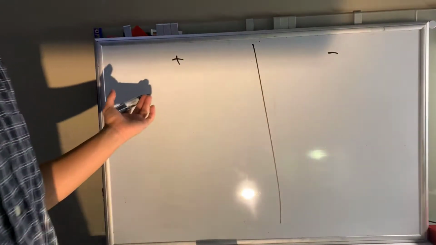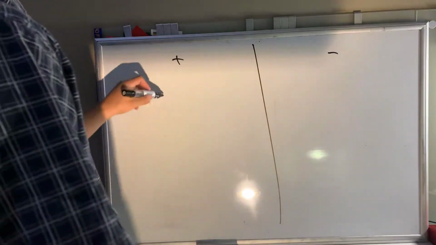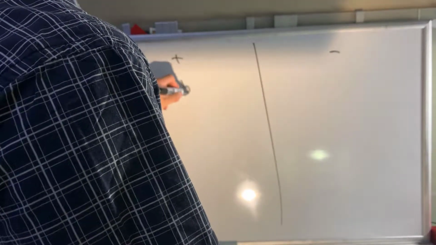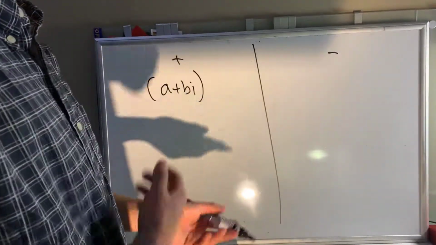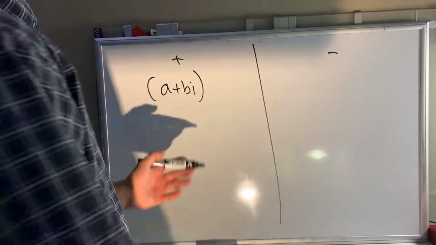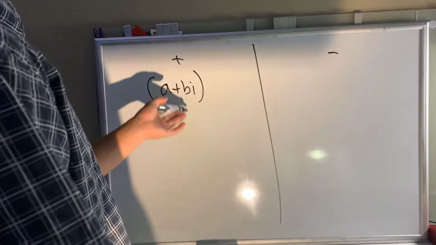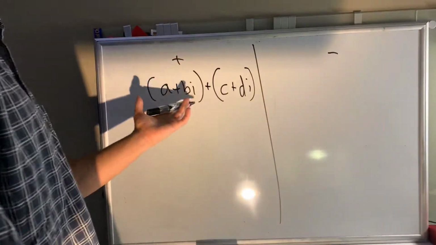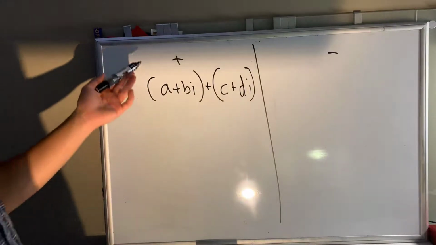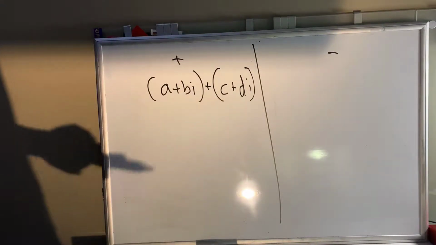Addition and subtraction. So I'll start off with addition. When you're adding complex numbers, A and BI are two different variables. It's just like X and Y. This is the real coefficient and this is the imaginary coefficient. Let's say we were adding this with C and DI. BI and DI are like terms and A and C are like terms.